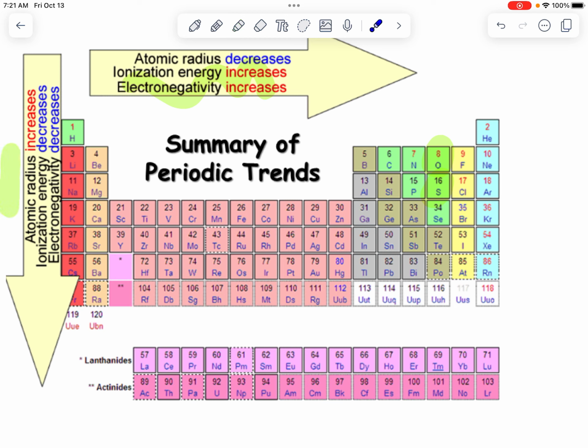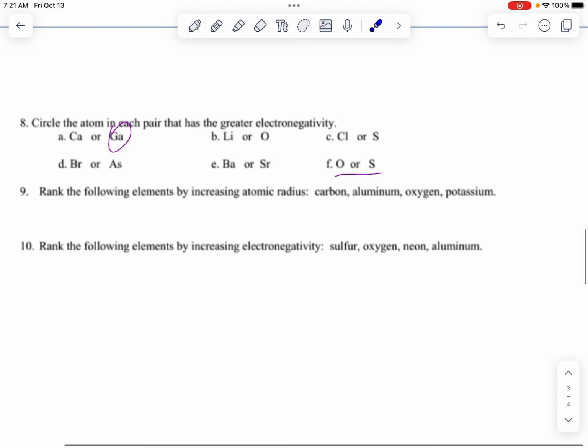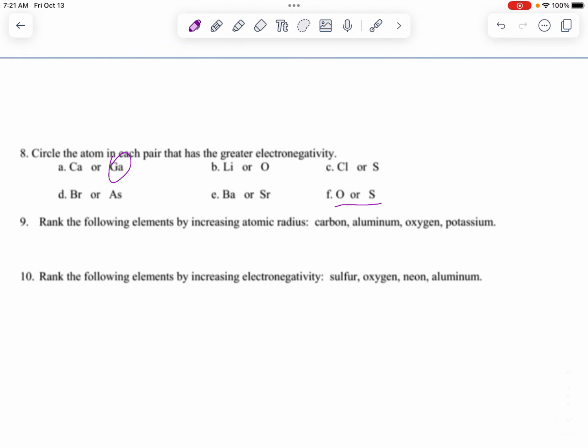I notice that as we go down, electronegativity decreases. That's what it's saying. As we go this way, electronegativity decreases. So sulfur would be lower electronegativity than oxygen. Oxygen's the stronger one. So it's asking for greater electronegativity, so I would circle oxygen. Okay, that's how we do that.